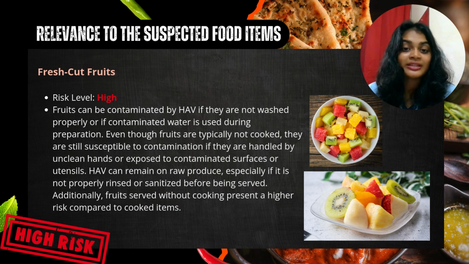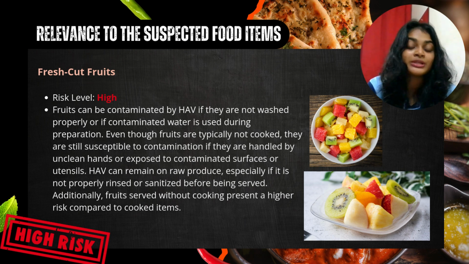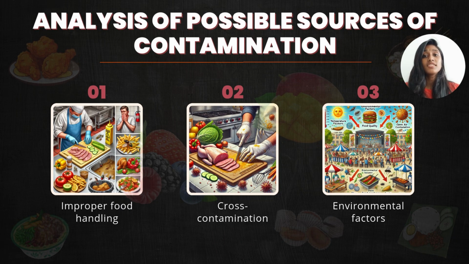Hepatitis A virus can remain on raw produce, especially if it is not properly rinsed or sanitized before being served. Additionally, fruits served without cooking present a higher risk compared to cooked items. Next, I'll talk about the analysis of the possible sources of contamination, the three key areas which are improper food handling, cross-contamination, and environmental factors.